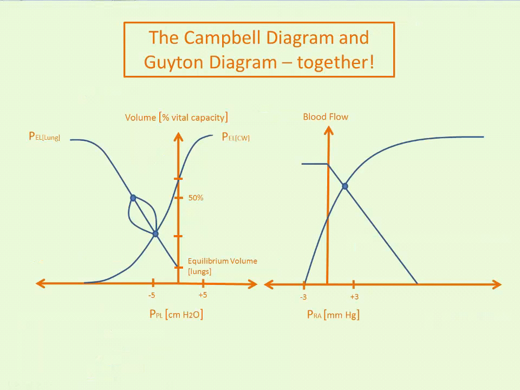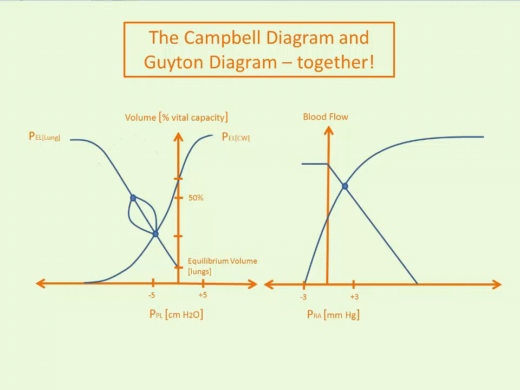Okay, so let's put it all together now. So this is the thesis of all the lectures, really, and the written volume, and that is, let's have a graphical representation of heart-lung interaction. So we've got the Campbell diagram, which we talked about in Chapter 1. We've got the Guyton analysis, which we talked about in Chapter 2. They share pressure on the x-axis. They're just in different units, centimeters of water, millimeters of mercury.